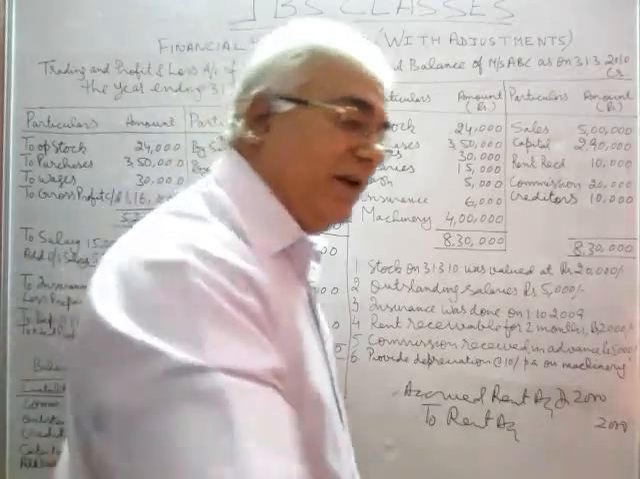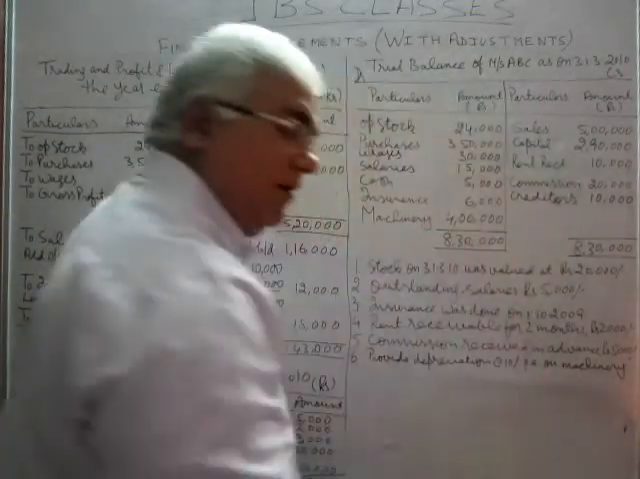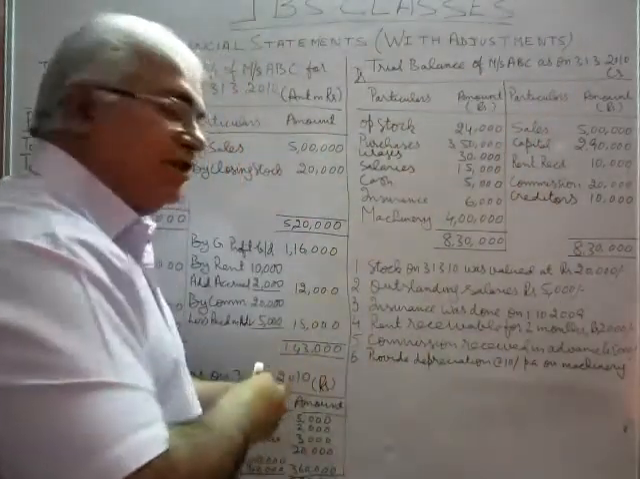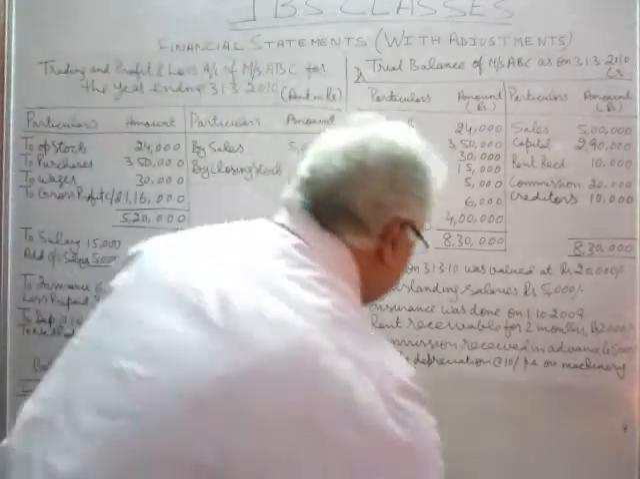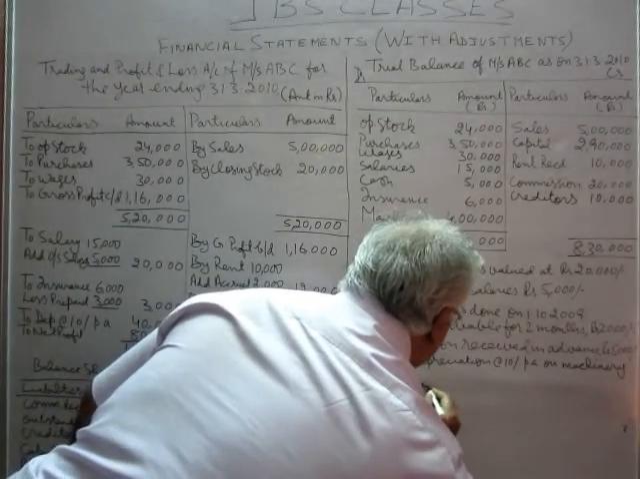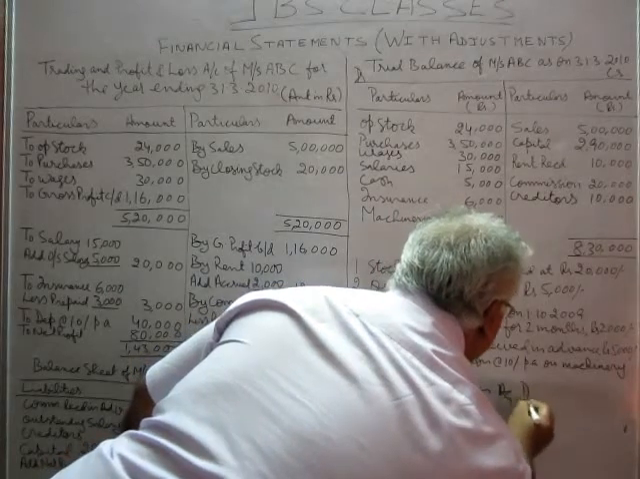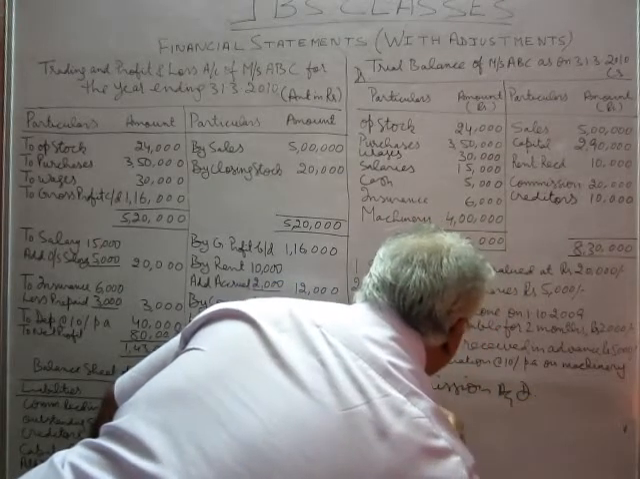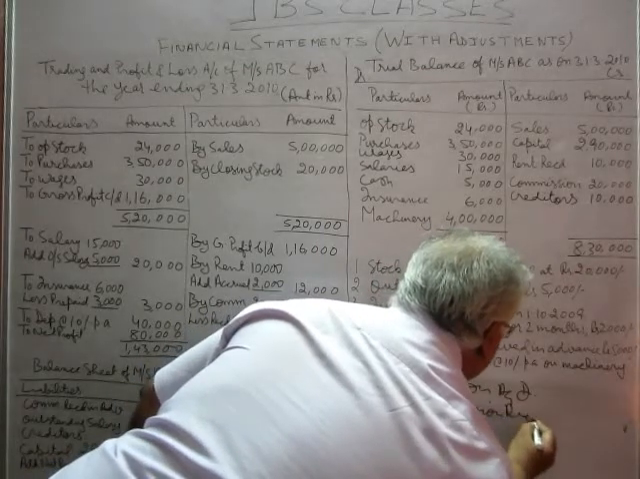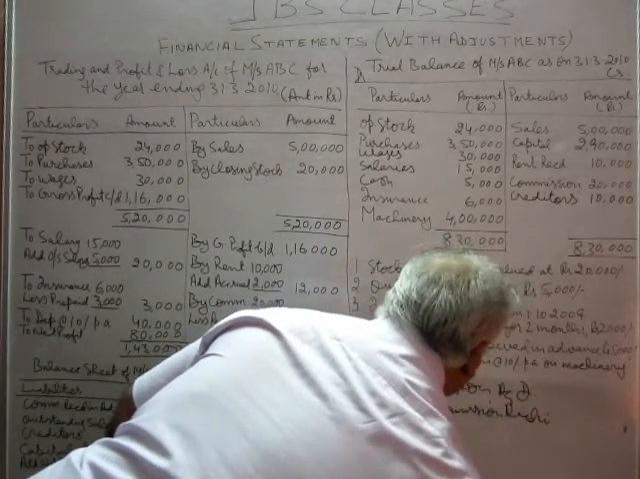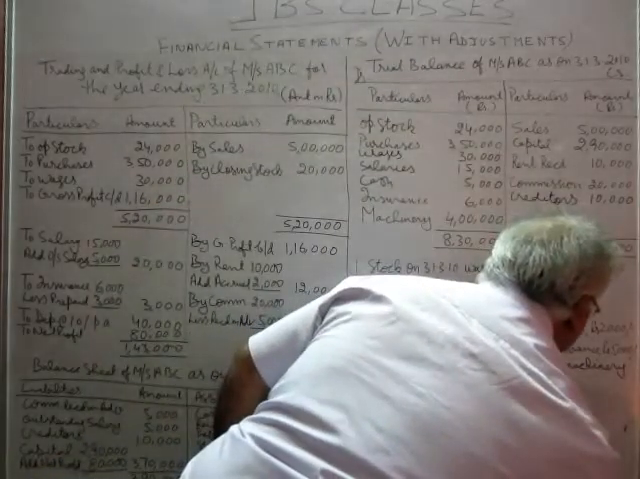So what shall be our entry for this? Entry for this should be, see, commission is to be reduced, so it shall be debited. Commission account debited to commission received in advance. That is how much? 5,000.